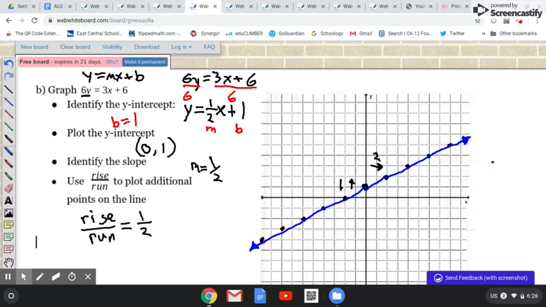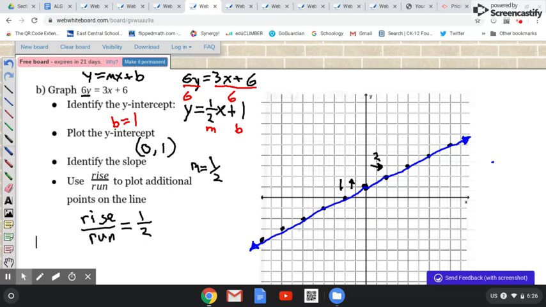Okay, so I did the first two examples, graphing a line in slope-intercept form, parts A and B. I want you to try part C on your own. So go ahead and pause the video and try part C at this time.